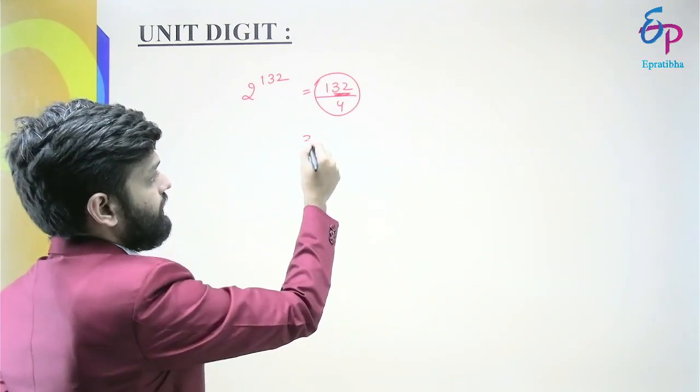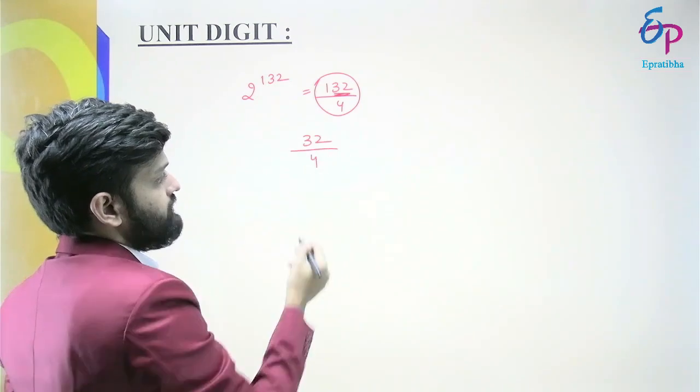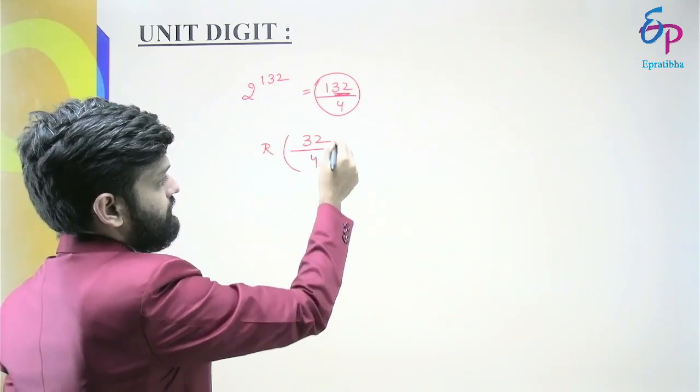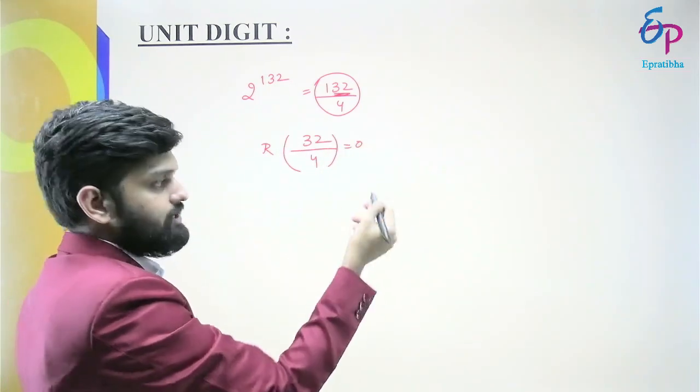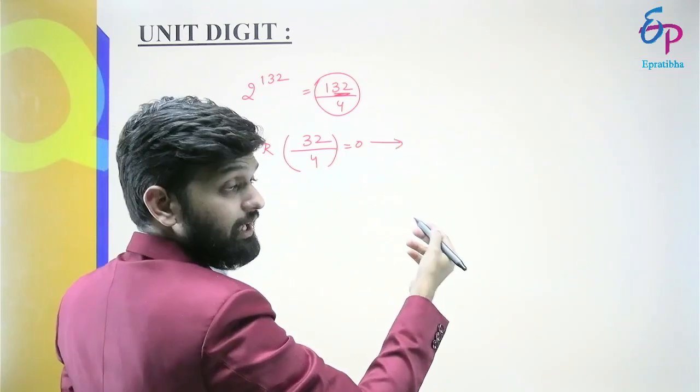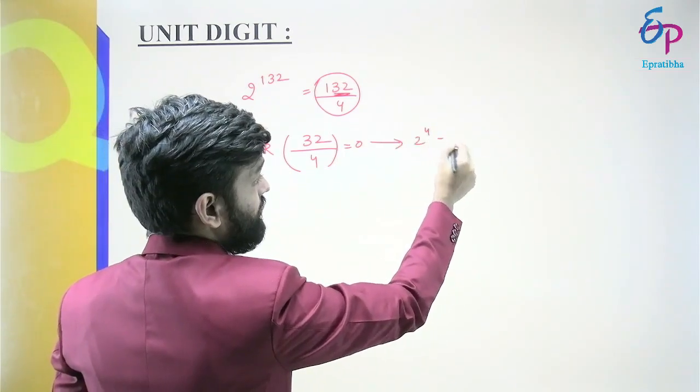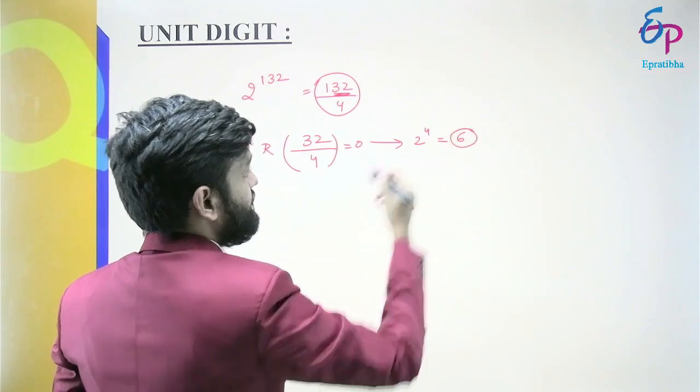So just take the last 2 digits and divide by 4. What is the remainder? The remainder is 0. If the remainder is 0, you just have to take the last digit of the cycle. What is the last digit? It is 2 power 4. 2 power 4 is 16. That means the last digit is 6.